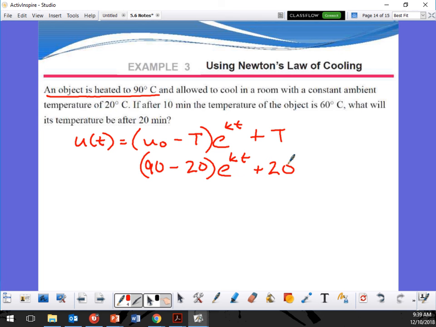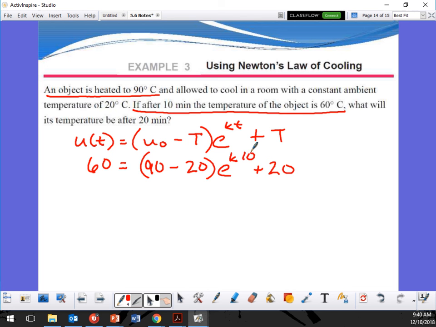Okay. And what is this all going to be equal to here? After 10 minutes, 60, right? So this is going to be 60 over here. And what else do I have for that 10? Yeah, the t, right? There's my t, this one right here.